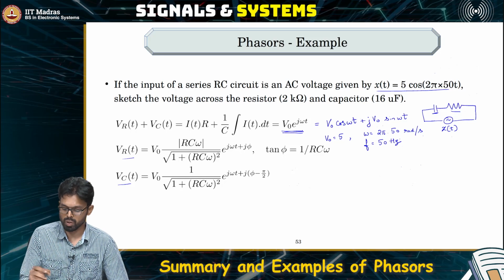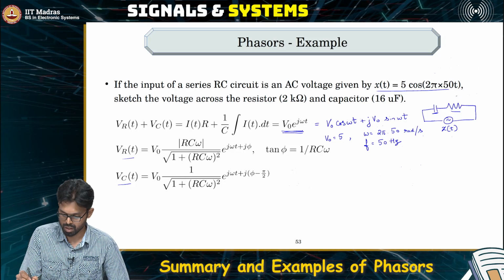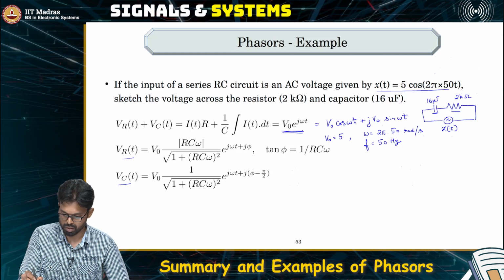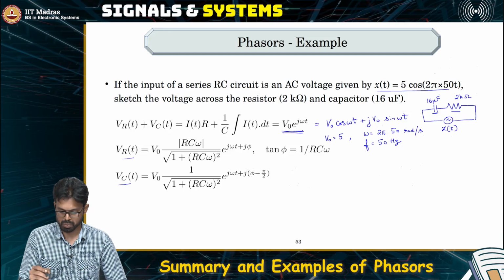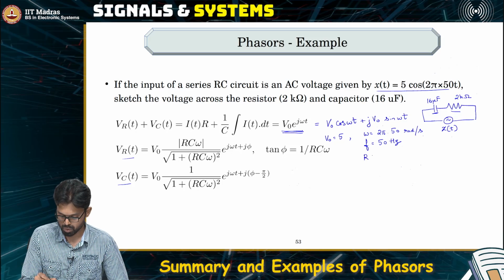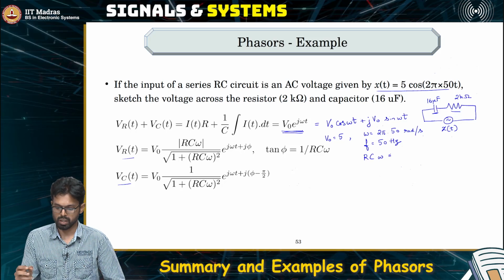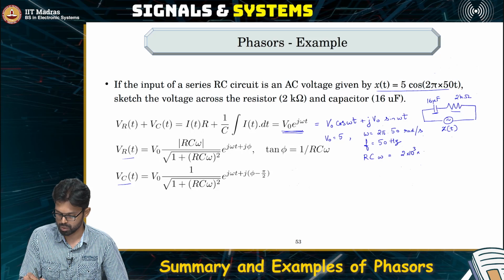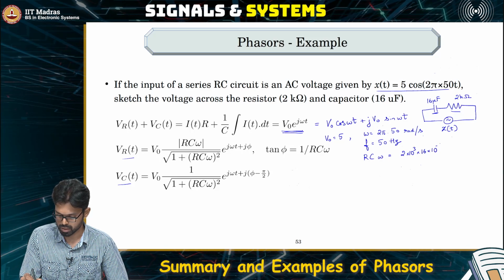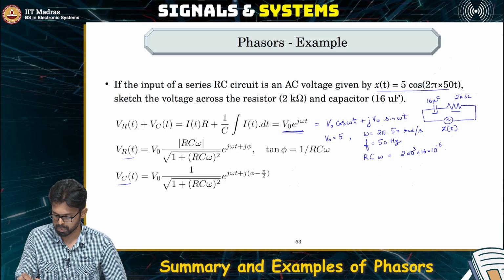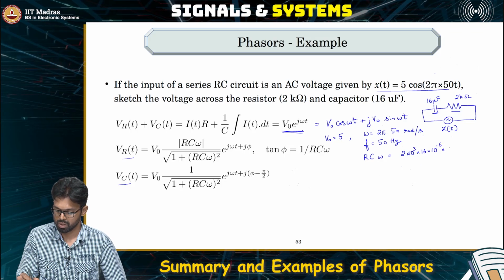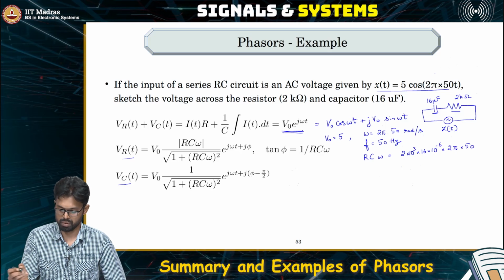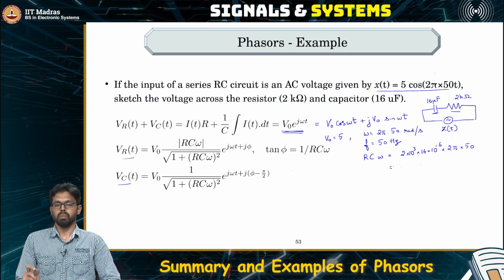Okay, and we also have been given that the resistor has 2k ohms and the capacitor is 16 microfarad. So which means we can also find out what is RC omega. RC omega is 2 into 10 power 3 into 16 into 10 power minus 6 times 2 pi into 50. Okay. So we are going to make an approximation here.